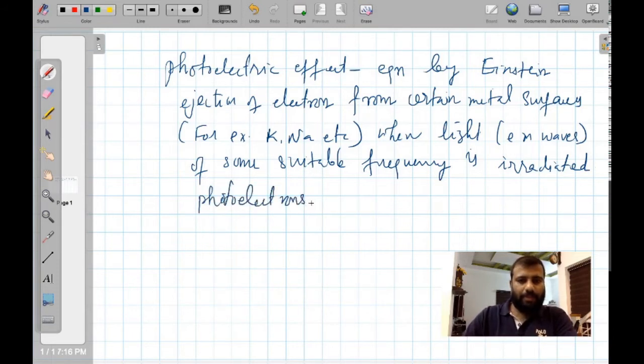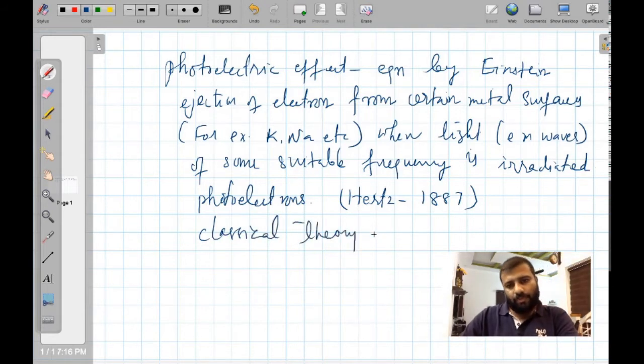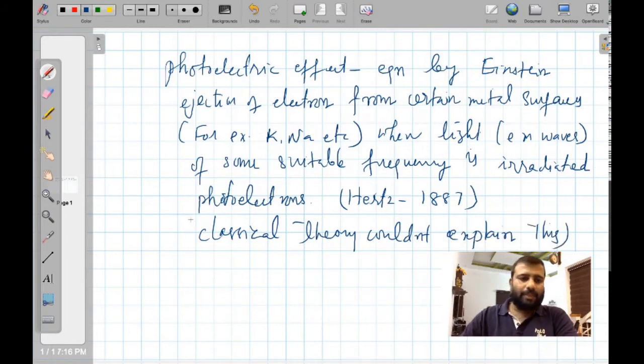This was first observed by Hertz in maybe 1887, at that time itself. But what happened is the then existing theories, obviously classical physics, couldn't explain the observed experimental findings. There are certain experimental observations they couldn't properly explain by the existing classical theory.